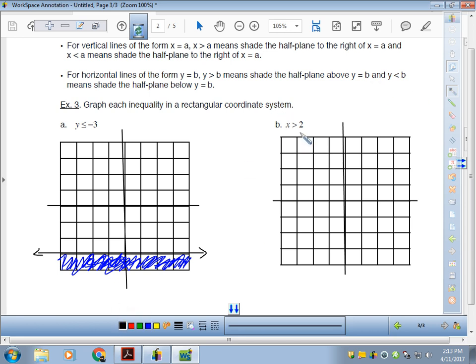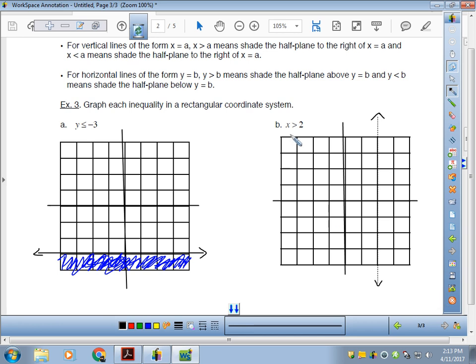We have x is greater than 2, so we would go to where 2 is and we draw a vertical line. Because this is just a greater than, it's going to be a dotted vertical line. So I'm going to go here to where x is 2, I'm going to draw a dotted line. It's kind of hard to see it on top of the axis, but it is what it is. So I have my dotted line here, I'm putting my arrows on the ends.